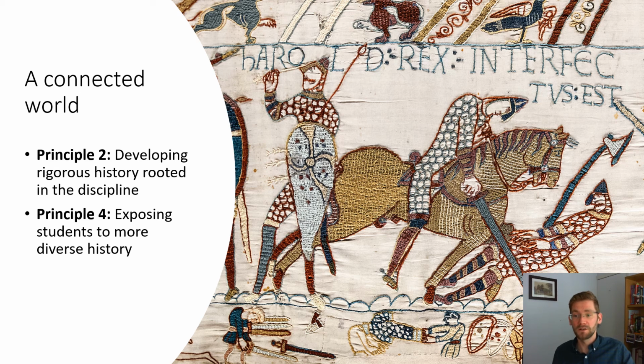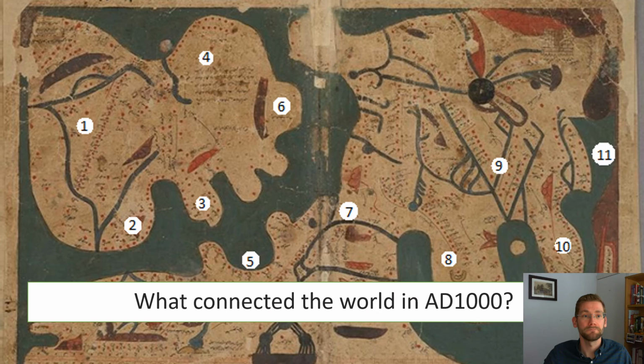So how do we do that? Well, I wanted to have a zoom out start to the year. So instead of beginning with the Norman Conquest, putting some new stuff in at the start. And the question I ended up asking was this one: what connected the world in AD 1000? And we start by looking at visions of the world in AD 1000.